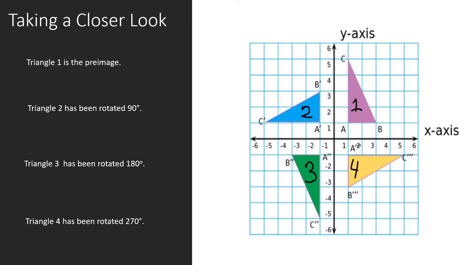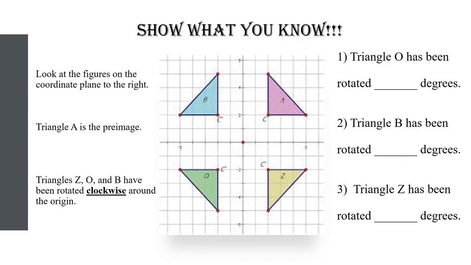So let's get an understanding of these rotations. If you take a look, we said the origin was the center of rotation. So if I draw a line from point A to the origin, and then from the origin to A prime, I actually make a right angle. If I go from A to the origin, and then from A to A double prime, I make a straight line, and that's 180 degrees. So by creating a line from the vertices to the center of rotation, you'll actually create the angle in which the graph turns. That's why we would say triangle two is a 90 degree rotation, and triangle three is a 180 degree rotation.